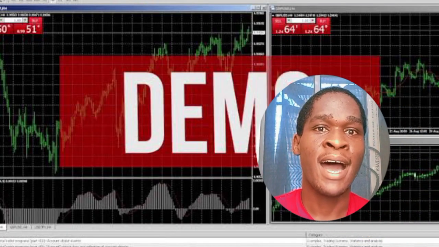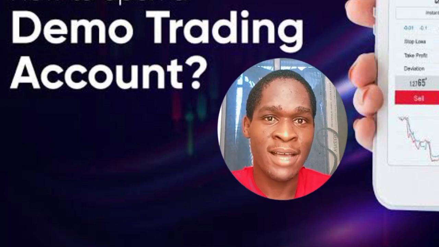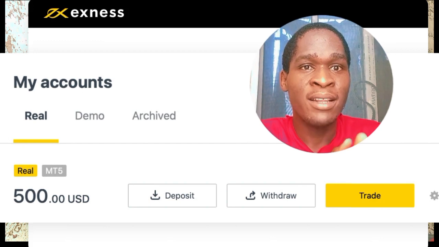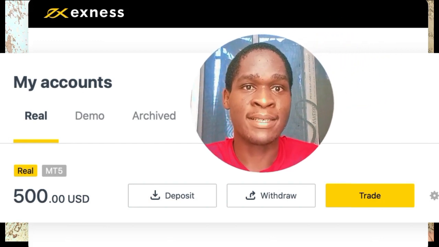The third one in our list is demo trading accounts. Demo trading accounts are an excellent tool for beginners to practice their trading without risking real money. This account simulates the real trading environment, allowing traders to test their strategies and familiarize themselves with the platform features. Most forex brokers offer demo accounts, and they are invaluable resources for newbie traders to gain practical experience.